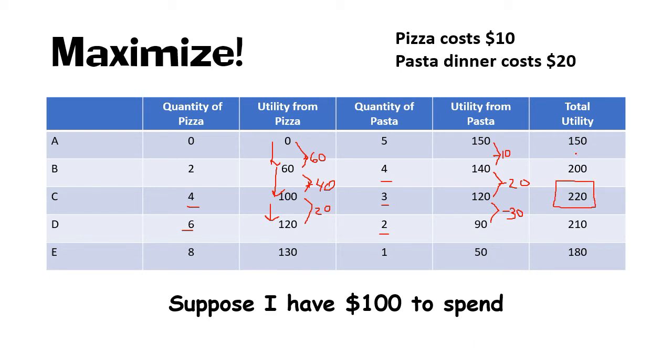220 is the most utility, right? We'd rather have 220 than 210, 200, 180, or 150. And so this is the best choice. C is the best choice for us. 4 pizzas and 3 pastas over the month for $100. That's the choice that makes us the happiest. Okay? We want to find that without having to figure out some silly table that looks like this.